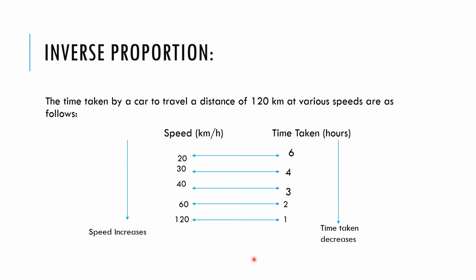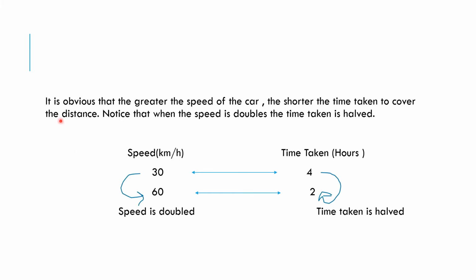So as the speed increases, the time taken decreases. So this is an inverse proportion. This is an example of an inverse proportion. It is obvious that the greater the speed of the car, the shorter the time taken to cover the distance. Note that when the speed is double, the time taken is halved.